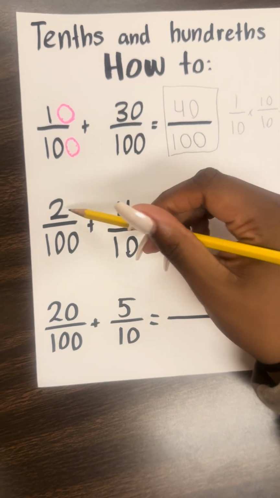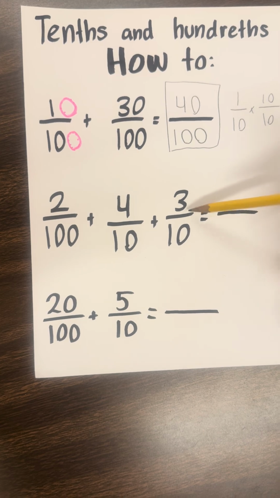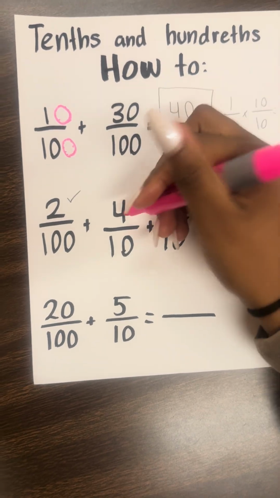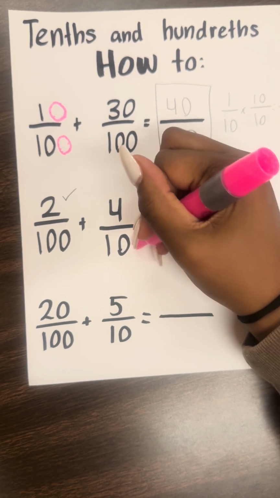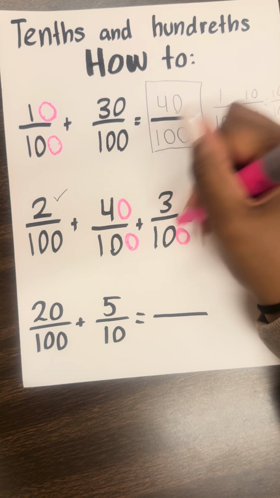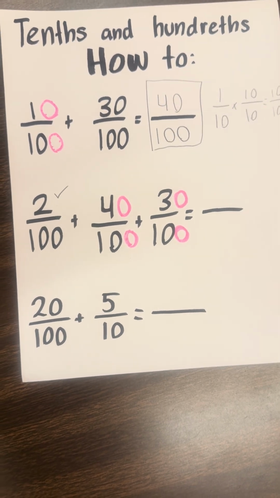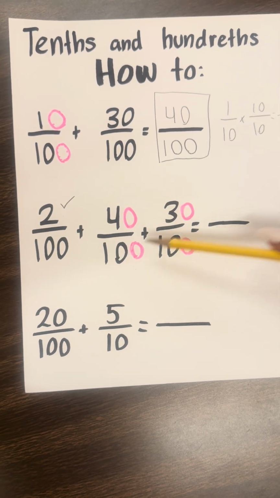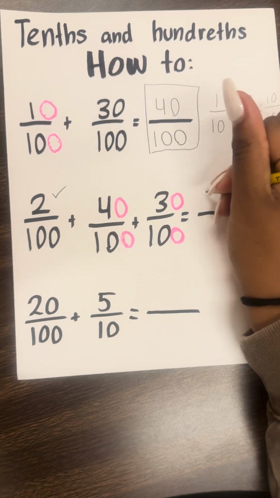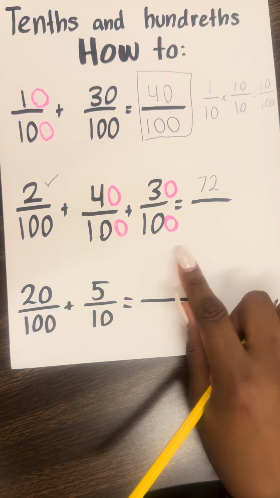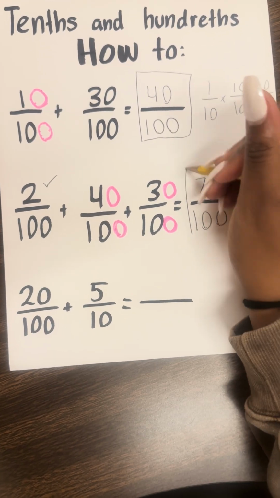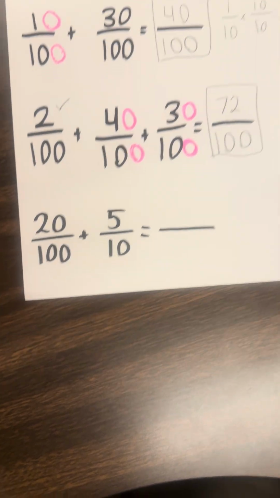Next problem. 2 hundredths, 4 tenths, 3 tenths. This one is already in hundredths, so we're gonna keep that. This one is not, so I'm gonna add a 0 to the bottom and a 0 to the top. Awesome. 2 hundredths, 40 hundredths, 30 hundredths. 30 plus 40 plus 2 is 72. The bottom stays the same when you're adding or subtracting, so keep that hundredths. Box your answers.